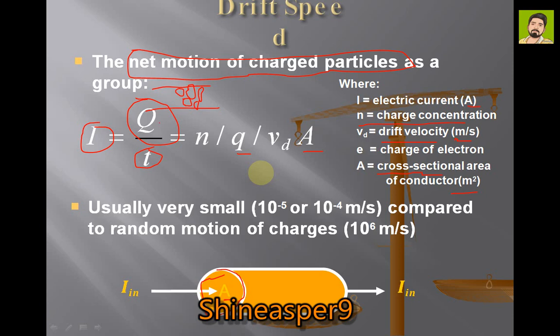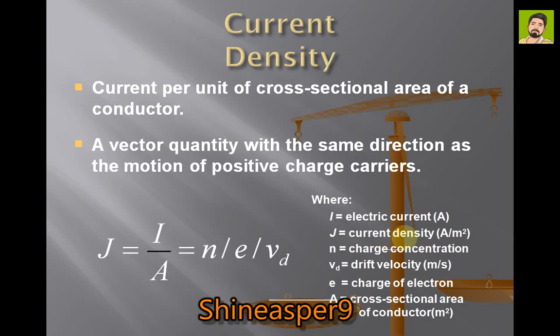Drift velocity is usually very small, 10 to the power minus 5 or 10 to the power minus 4 meter per second, compared to the random motion of charges, 10 to the power 6 meter per second. That is your current I in through the conductor, and that is current out, which is I. Okay, move to the next slide.